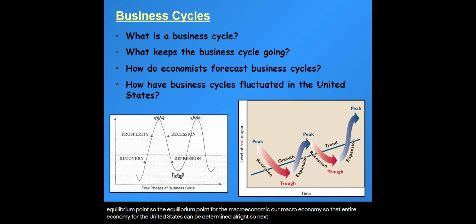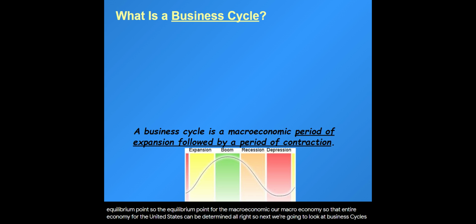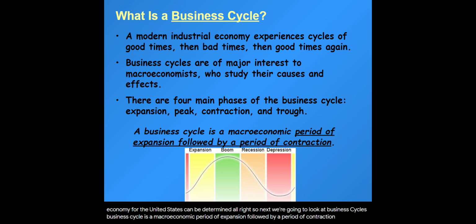All right, so next we're going to look at business cycles. A business cycle is a macroeconomic period of expansion followed by a period of contraction. So this is always going to happen in our economy. Things are always going to expand. They're going to go up on this graph here, expand, do better. The boom is at the top, and then we'll go into a recession, a depression, and then we'll go back into the expansion. That's typically how the business cycle works.